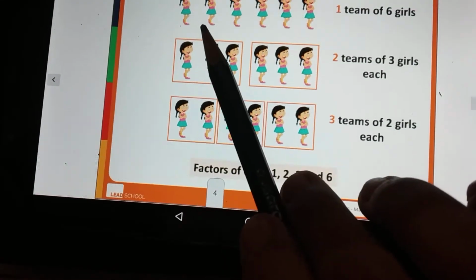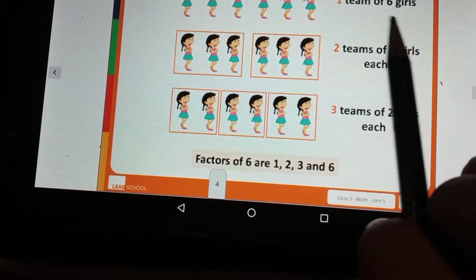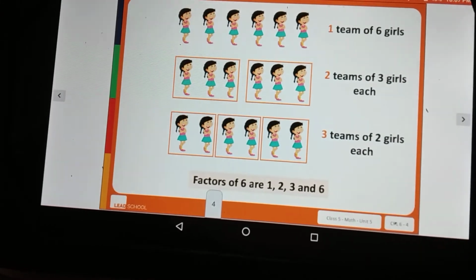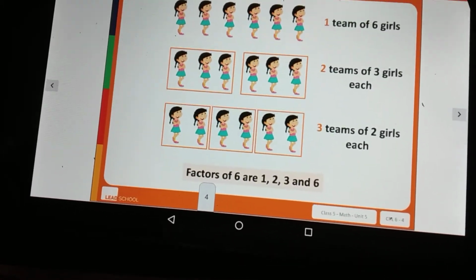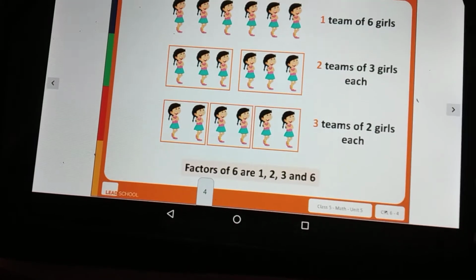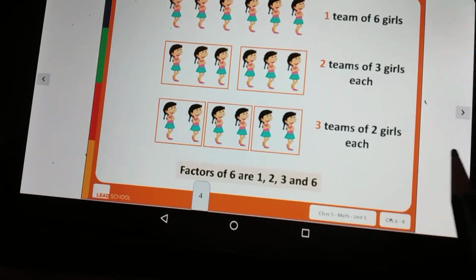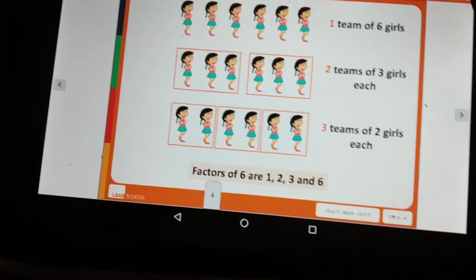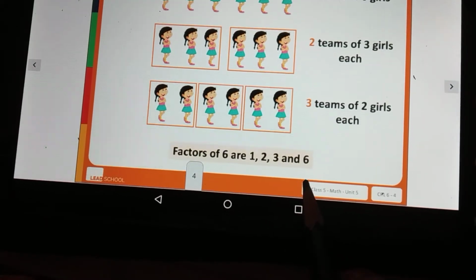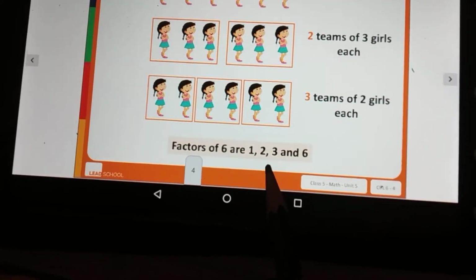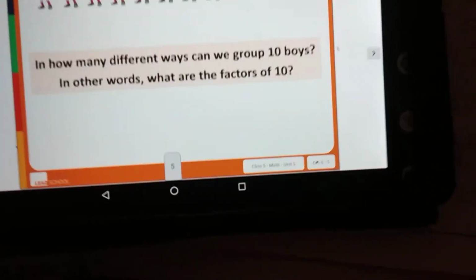We can put the 6 girls in 1 team of 6 girls, or make 2 teams of 3 girls each, or 3 teams of 2 girls each. So the factors of 6 are 1, 2, 3 and 6. Got it?